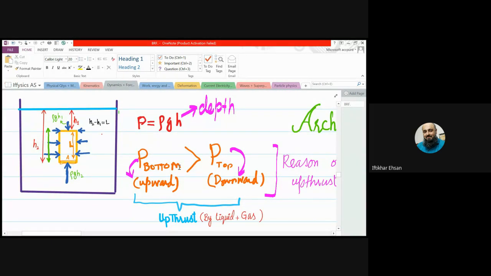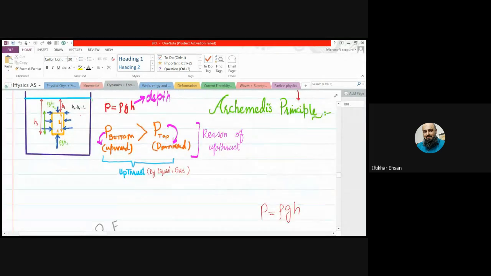So the pressure at the bottom, which is in the upward direction, from the bottom we can apply the force upward, and it will be greater than the downward pressure at the top. So that upward greater pressure causes upthrust, and upthrust is not only applied by the liquids but also the gases, right? We have discussed.